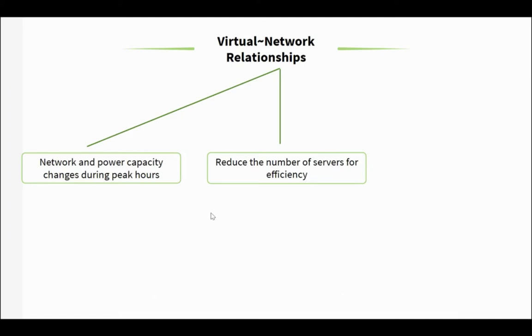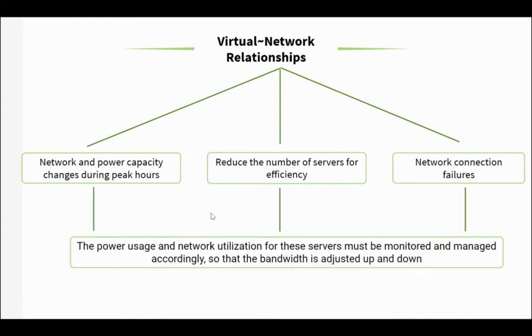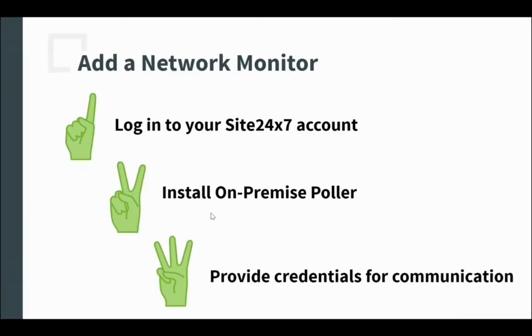For example, Zilker had to reduce the number of physical servers for efficient management. This in turn increased the number of users on each server proportionately. In this scenario, the power usage and network utilization for those servers must be managed and monitored accordingly so that the bandwidth is adjusted up and down depending on the need. Also, when managing a large enterprise environment like Zilker, a network connection failure would have a major impact on their business operations. Hence, it is essential to monitor the health of physical components in their network along with the layers of virtualization. This helps in detecting issues before they affect the system and reduces issues related to dynamic IT environments. Site 24/7 provides cloud-based and scalable network monitoring software to help Zilker with any network issues.